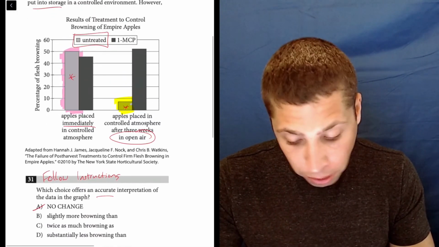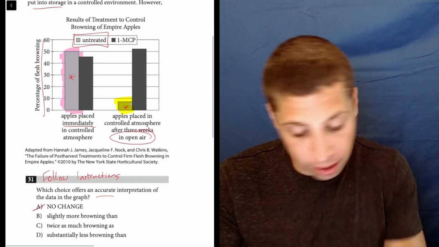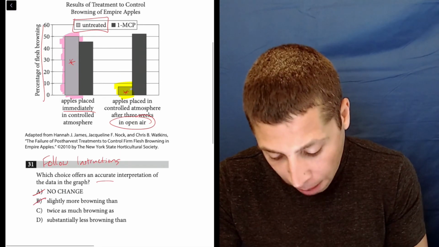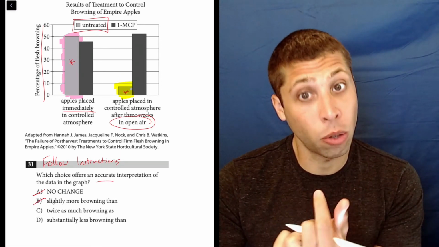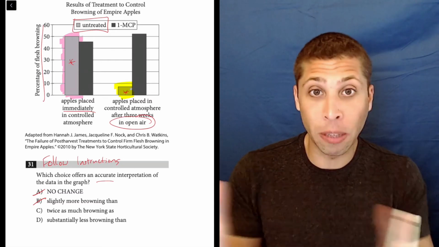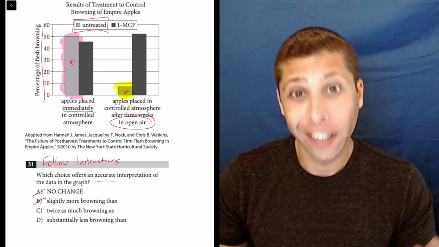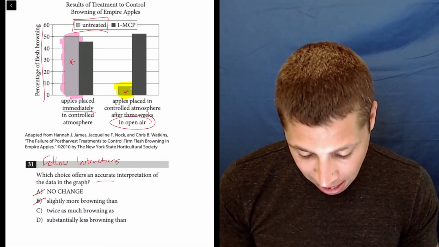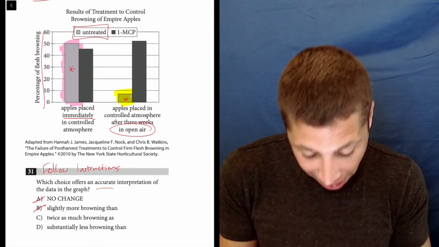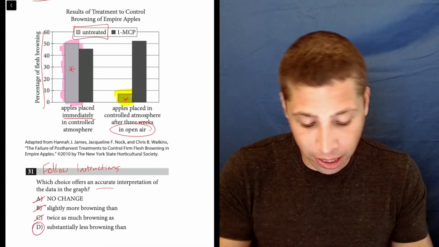It has more browning? No. The percent of browning here is way higher for the pink, right? The immediately in the atmosphere. So that might be if you reverse the question, and that's why it's so important to follow instructions. Make sure you understand what you're being told to look at and the order in which you're being told to look at it, right? It has twice as much browning? No, because it's much, much less. And so there you go, substantially less browning.